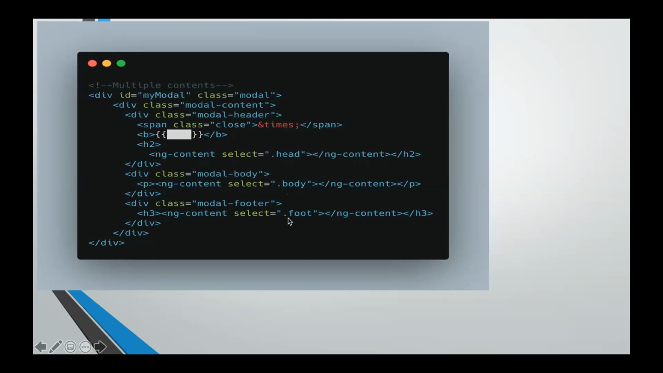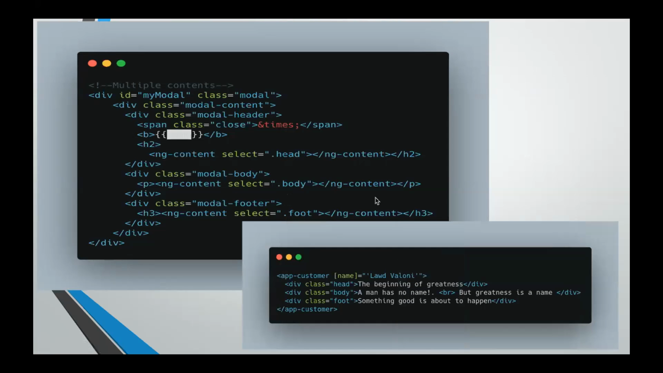So an example is this. Now we want to reuse our app customer, like I called it. So what we just need to do is to write a class, we call it head. Write a class, we call it body, and then we write a class, we call it foot.